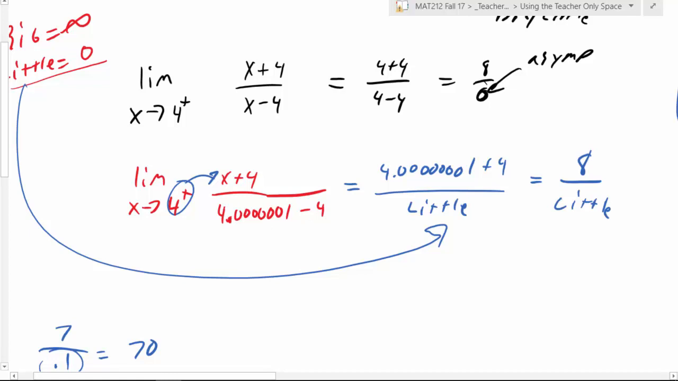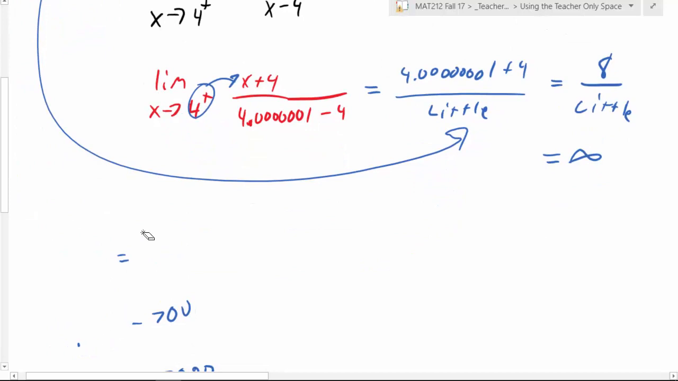So it's a little number. So therefore 8 divided by something little is infinity. It is something big. All right. So similarly, let me just kind of show you really fast the negative little concept. The limit as x approaches 4 from the left-hand side.